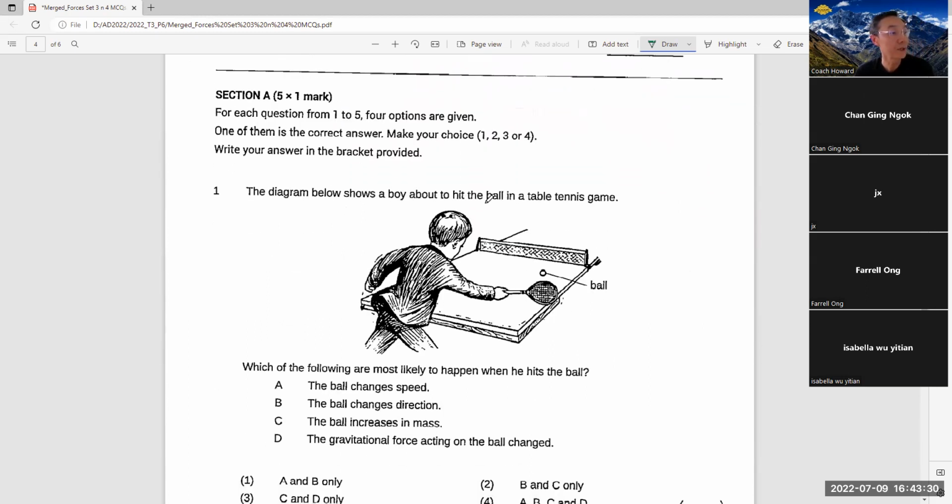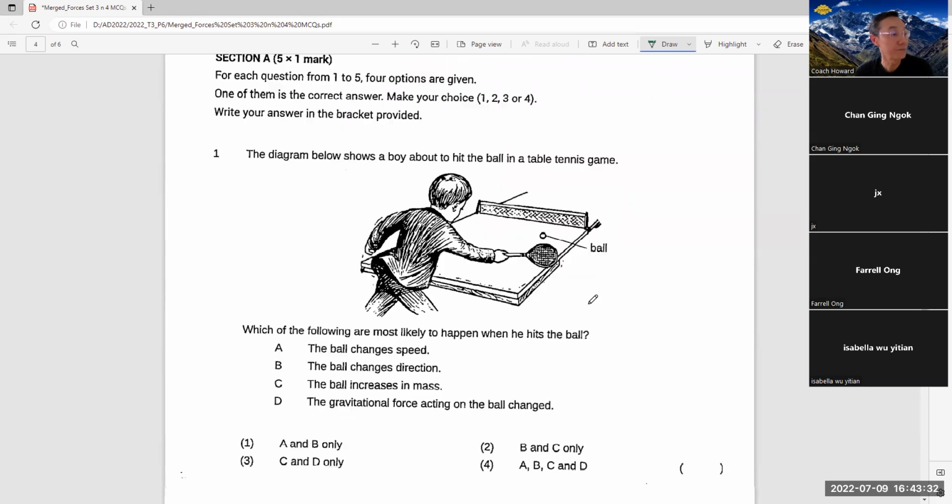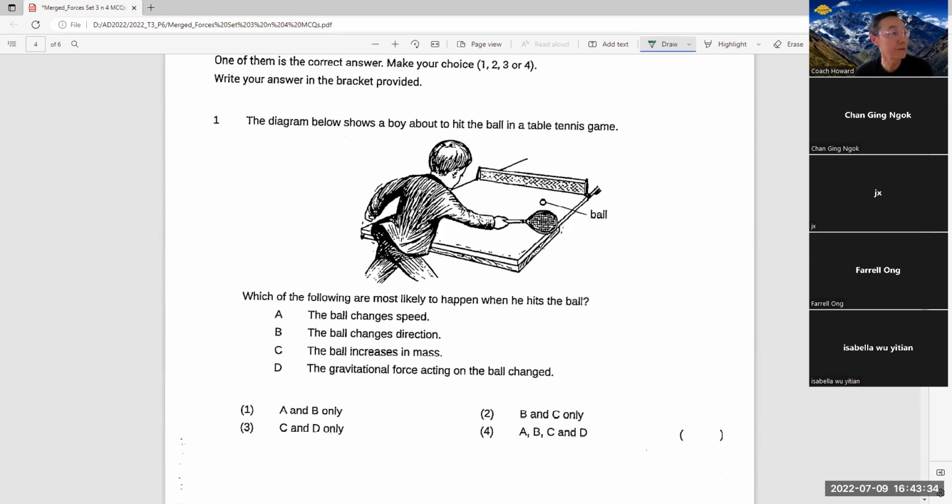The diagram shows a boy hitting a ball in a table tennis game. Maybe he's playing with somebody or against the wall. Which of the following can most likely happen when he hits the ball? When he hits the ball, if you play table tennis, of course the ball will change speed, right? It may change direction also, right? Increased mass won't. Gravitational force acting on the ball also won't. As I told you, this part remains the same. So it's A and B again.